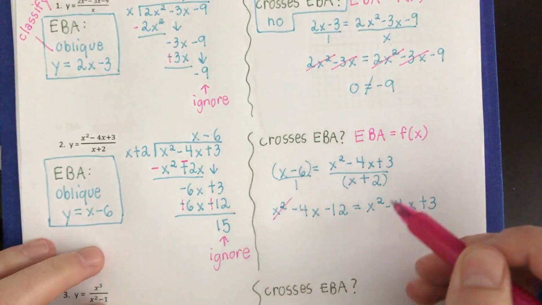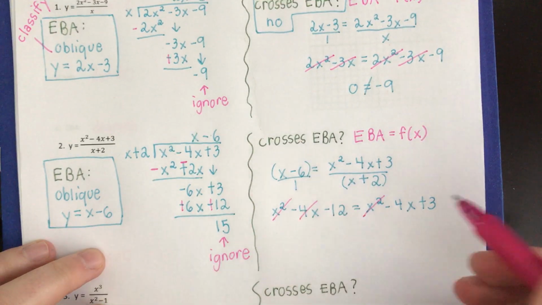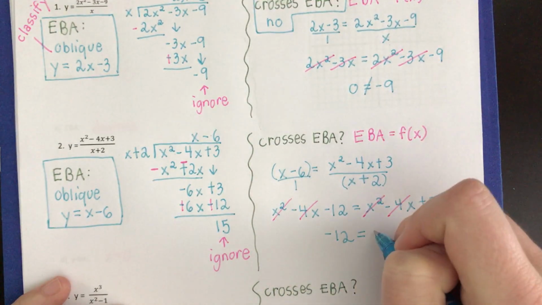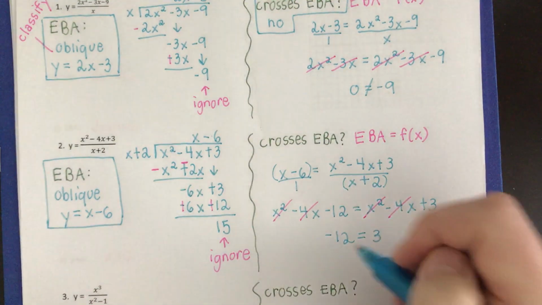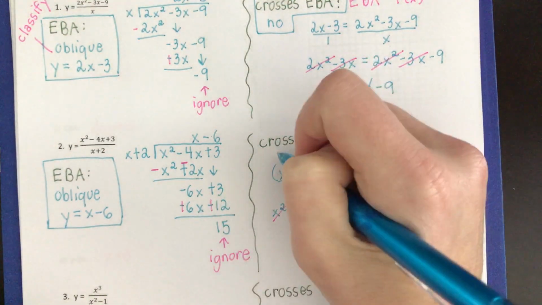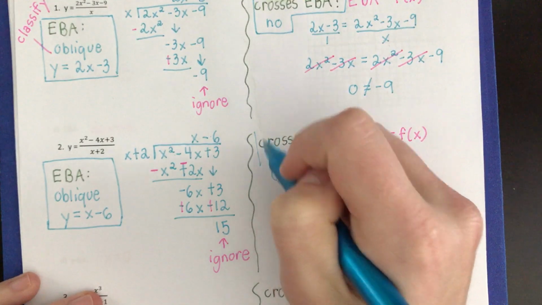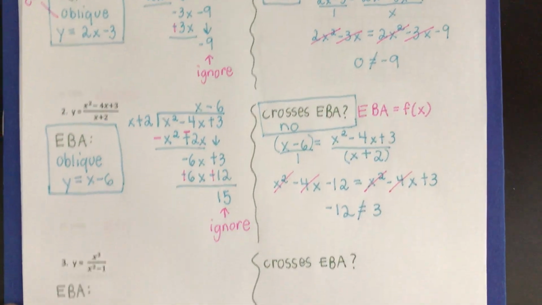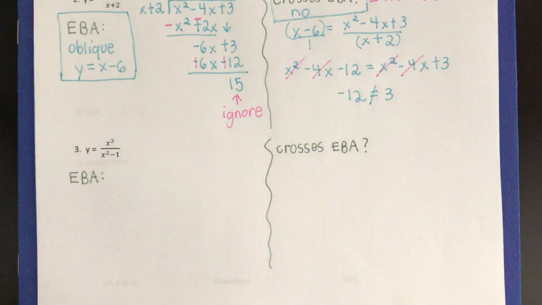All three terms in the numerator will remain the same. Our x squareds will simplify out. Our negative 4x will simplify out. And negative 12 is certainly not equal to 3. So the answer to this question is no. We do not cross through the oblique asymptote. Last example of this type.